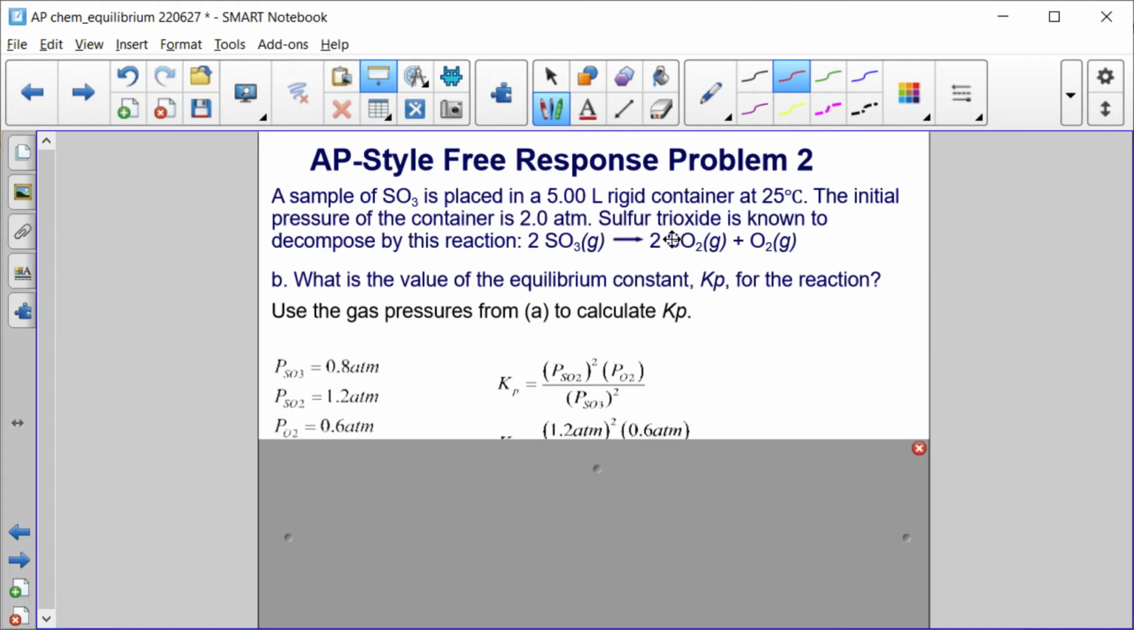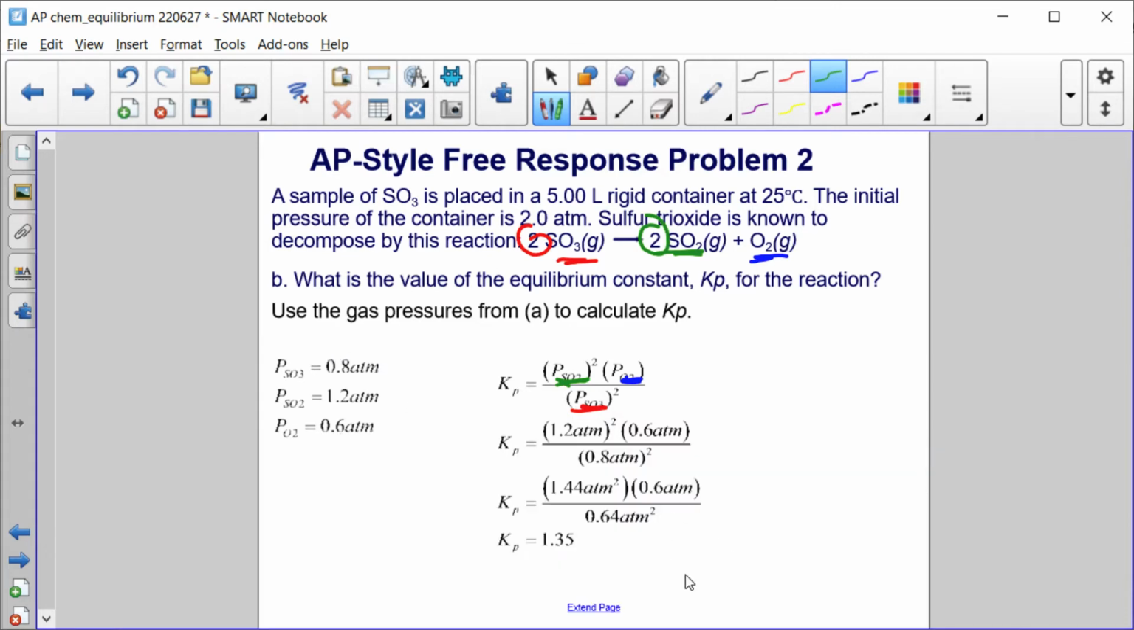Kp is the pressure of the SO2. So remember, it's products over reactants. So SO2 squared times the pressure of the O2 divided by the pressure of the SO3 squared. Again, we've got these coefficients, can't forget them. And then these are the values from Part A. So all that's left to do is just substitute the values. 1.2 squared times 0.6, which is 1.44 times 0.6, over 0.8 squared, and we get 1.35 as our value of Kp.